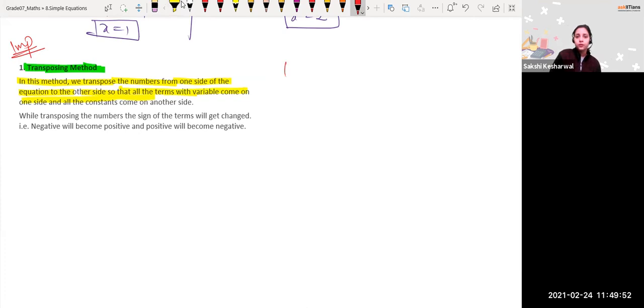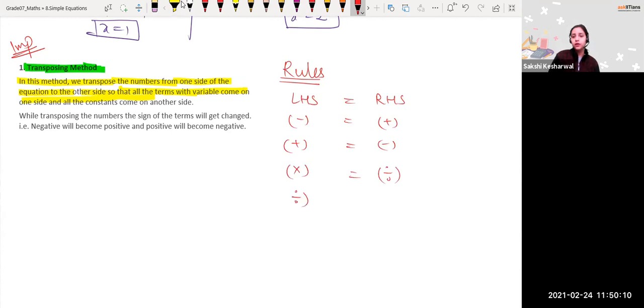So what is the rule we follow? The rules are like this. If this is your LHS and this is your RHS, right? Negative will become positive on this side, beta, and positive will become negative on this side. Multiplication will become division on this side, right? And division is going to become multiplication on this side.